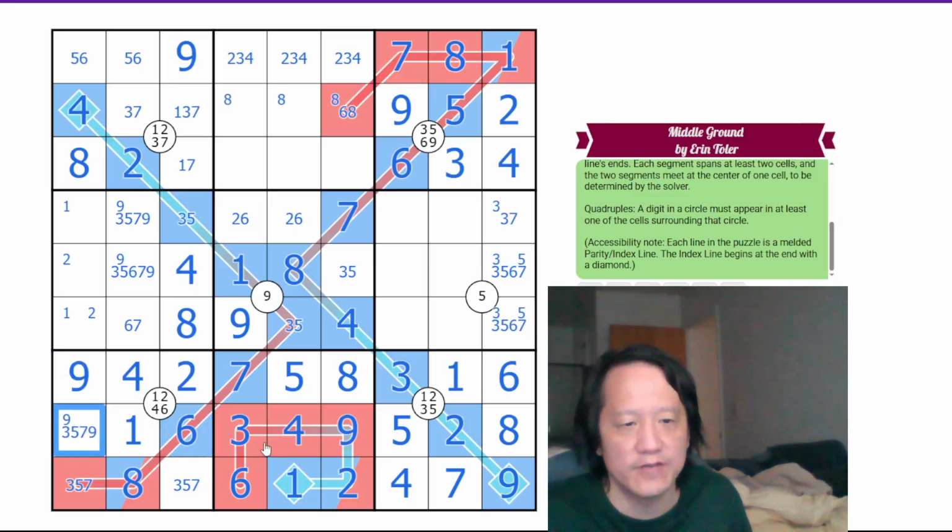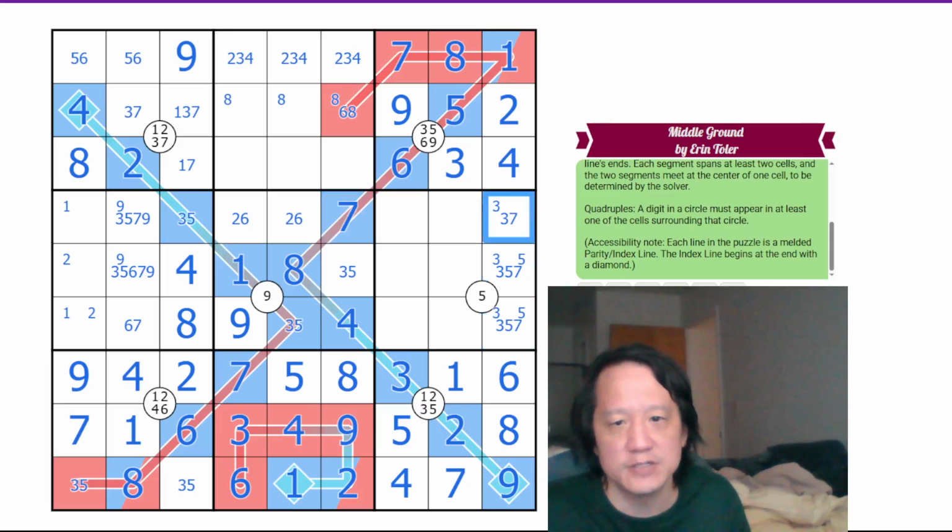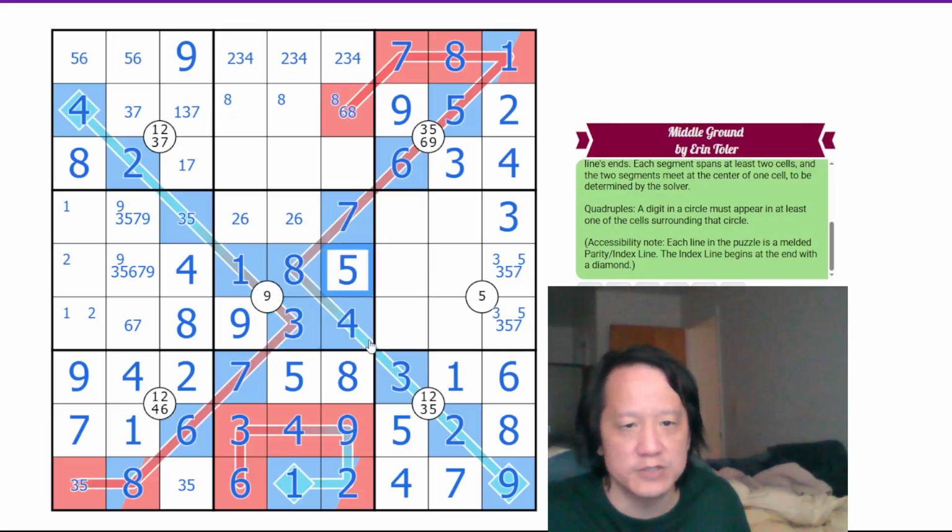This can't be 3, 5, or 9. It's 7. No 7 here. No 6 here. This is 3, 5, 7 as a pair. 7 eliminates 7 here, so it's 3. 5 eliminates 5 here, so it's 3, which makes this 5. That's saying 5 has to be in the 3rd position, so that's 5.